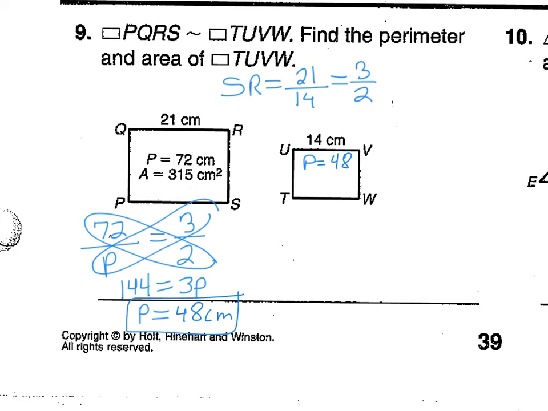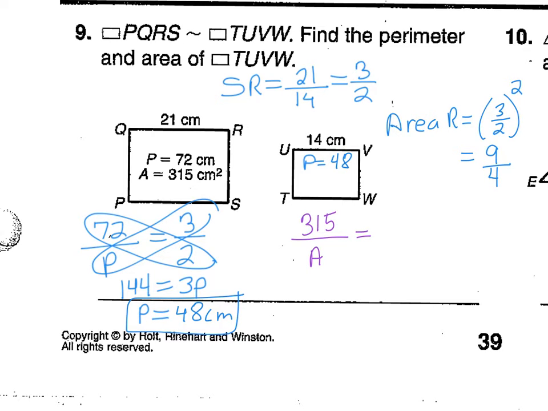And now for the area ratio. Let me write it on the side. The area ratio is the similarity ratio squared, which means that you multiply 3 times 3, and that is 9, 2 times 2, and this is 4. So the area ratio is 9 over 4. So when I set up the proportion, I know that 315 is the area of the first rectangle over A, the area of the second rectangle, and I know the area ratio is 9 to 4. Then we just cross multiply.